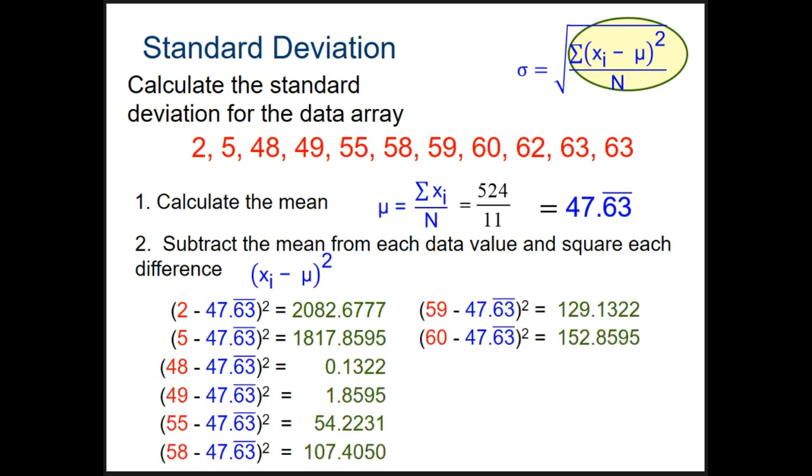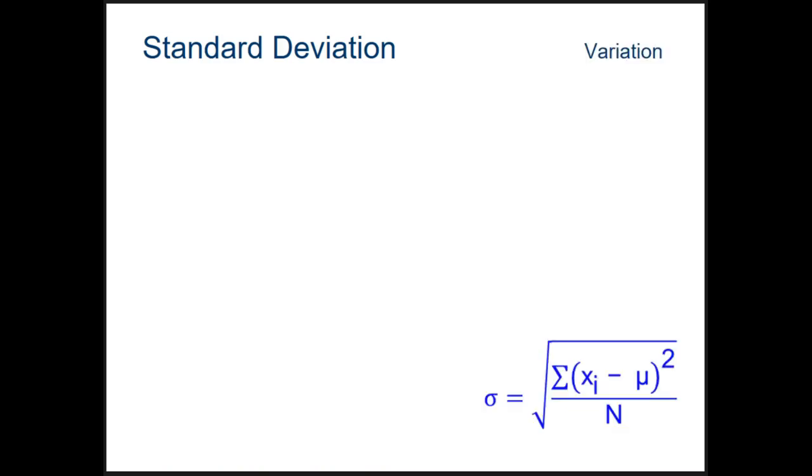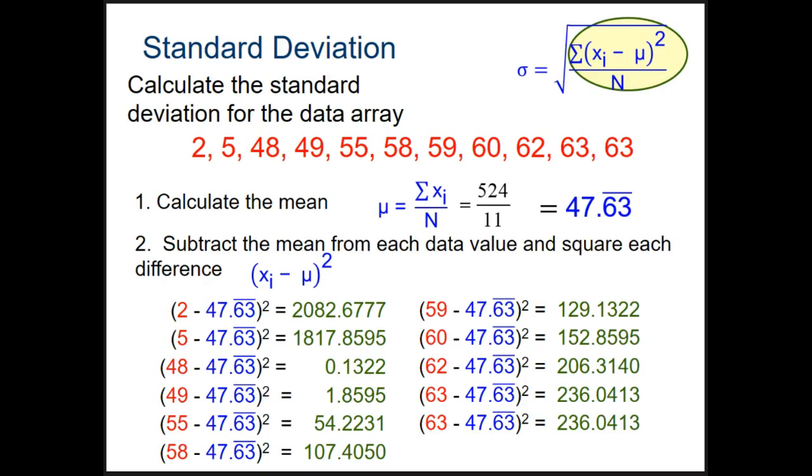Notice that when you're far from the mean, like 2 and 63, the numbers tend to be a little bit high. And when you're really close to the mean, like here you have 48 versus 47.63, the number is really low.